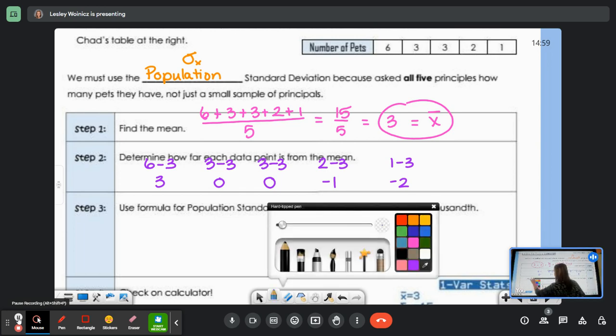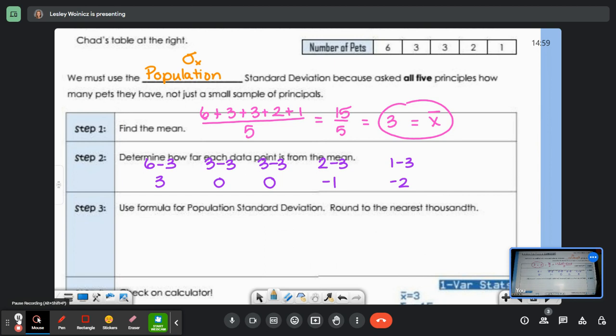All right, here we go. So it's sigma sub x. It's a big square root. Make it nice and tall because we're going to have a numerator and a denominator. Oops, I forgot the equal sign. Okay, give yourself a numerator and a denominator with a great big fraction bar.